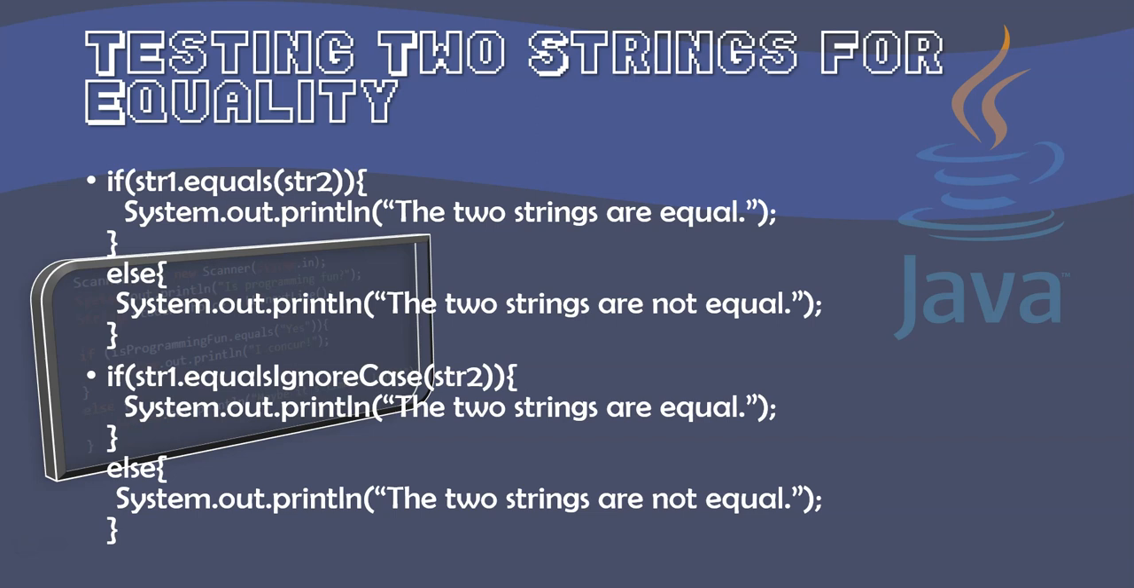So uppercase, lowercase, if they are different in any way, it will come back as not equal. Whereas with the second one, equalsIgnoreCase, if, for example, we had an uppercase Hello and a lowercase hello, we would find that those two strings are equal because they have the same characters in them regardless of casing. It doesn't matter if they're uppercase or lowercase, they will be treated as equal with ignore case.